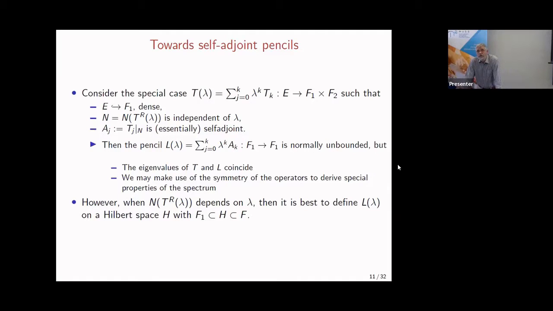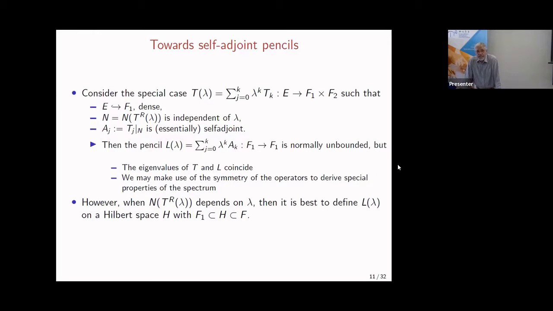Now assume that the boundary conditions are independent of lambda. That means the null space of T out from lambda is independent of lambda. And all the coefficients AJ, which would now be the restrictions of TK to the null space N, are all essentially self-adjoint. Then our operator would normally be unbounded.